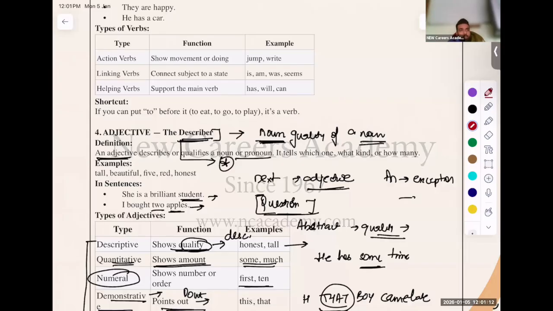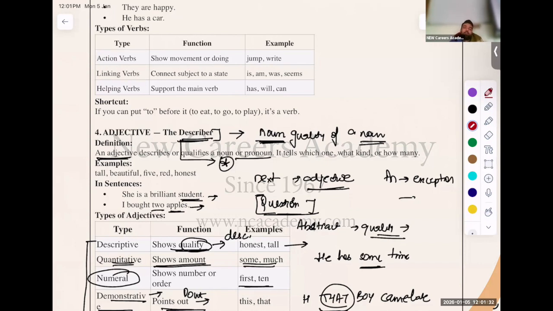So when you're asking a question related to a noun, something which describes it is called the adjective. बस इतना है. Clear? So कोई भी noun है, noun तो सबको समझ आ गया. Noun की कोई भी question noun से related पूछोगे तो क्या आएगा? Adjective. बस इतना याद है.